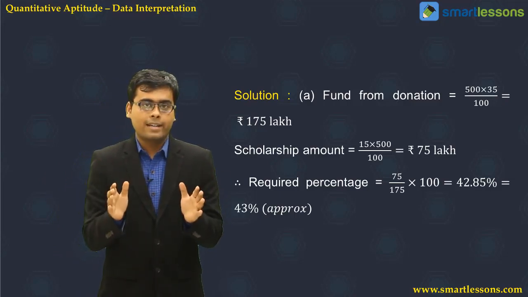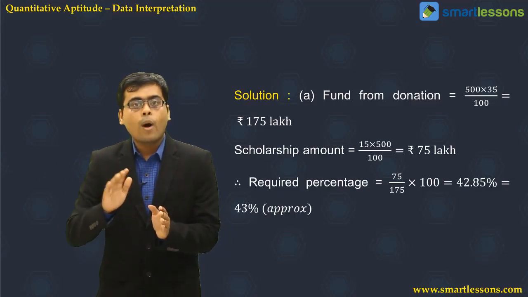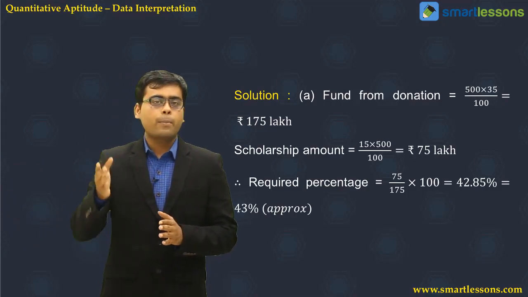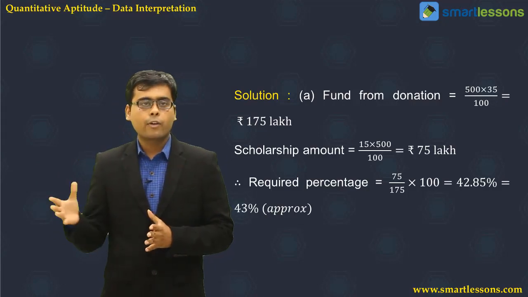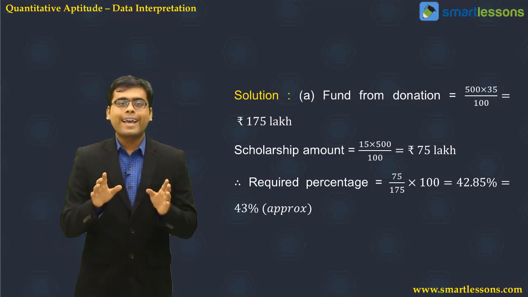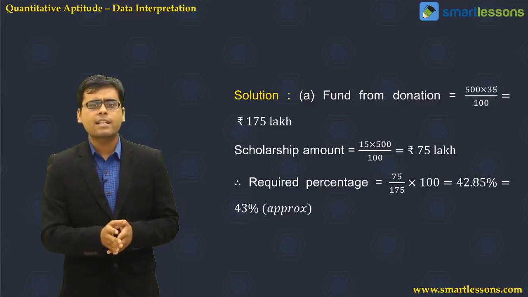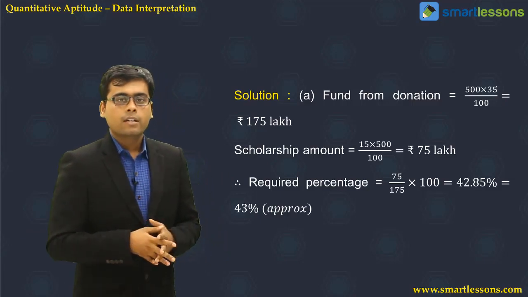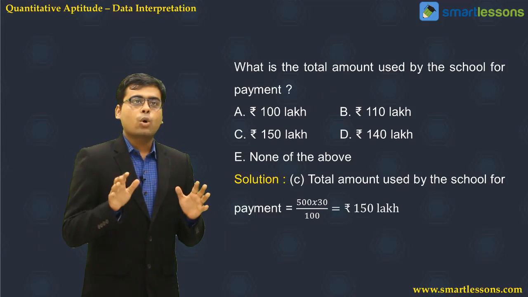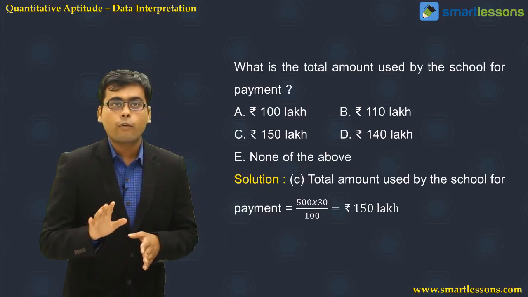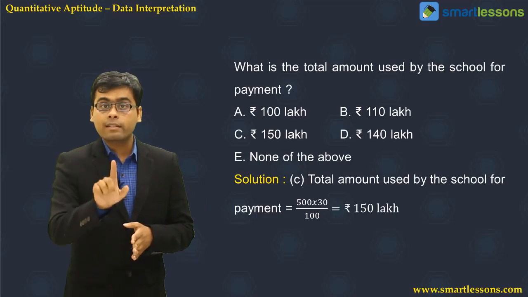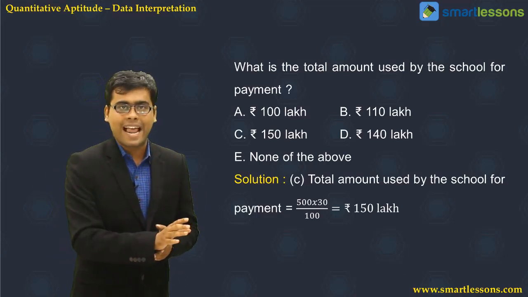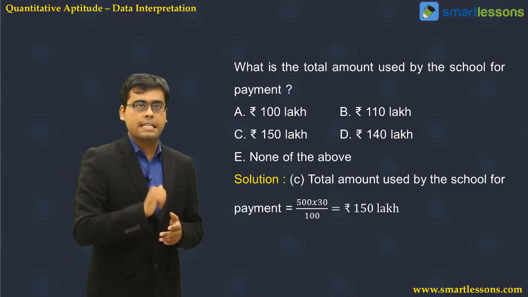So what is the required percentage? You need to find that 75 is what percent of 175. How to find that? Very simple: 75 by 175 into 100, and if you calculate, you will see it comes to 42.85% exactly. So approximately it is 43%. That means option A is the correct option. Next question: what is the total amount used by the school for payment? The school is using 30% of the total fund for payment. So 30% of 500 lakh is 150 lakh. So option C is the correct option.